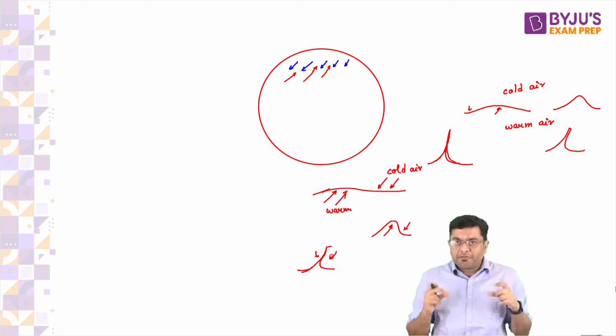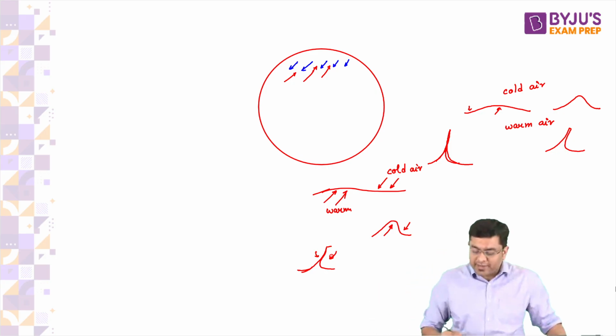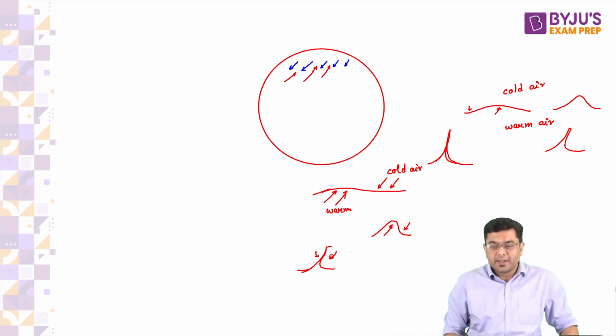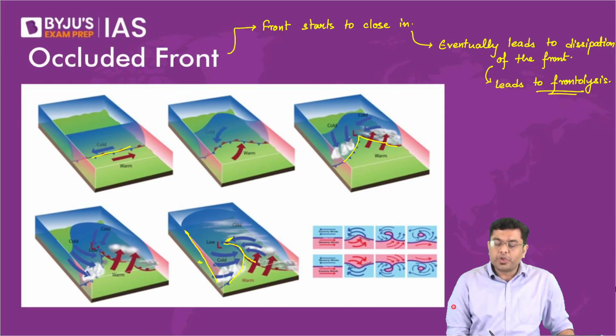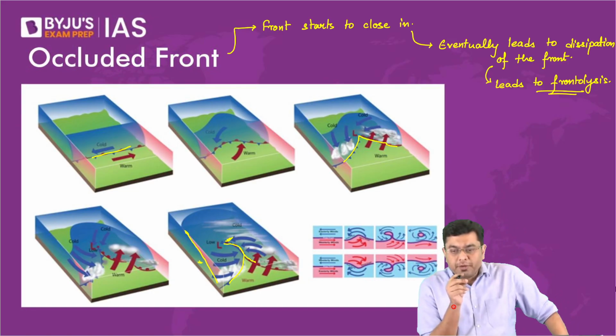So that final stage where the front starts getting closed in from all sides, that is what we refer to as the occluded front. Okay, so occlusion of a front is the event of closing in of the front. So that is what we have as the case of occlusion. Okay, an occluded front can eventually lead to the death of a front.